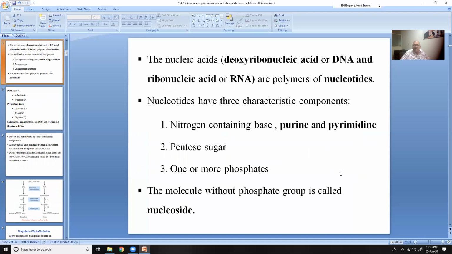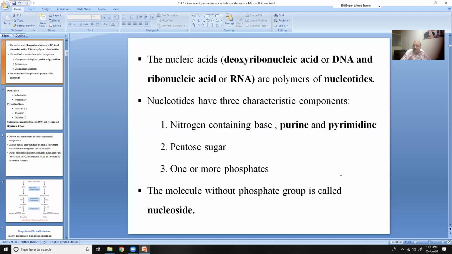Now let me start with the nucleic acids. You know there are two nucleic acids. One is DNA, deoxyribonucleic acid, and the other is RNA. First of all, we will be taking DNA. The nucleic acids, deoxyribonucleic acid (DNA) and ribonucleic acid (RNA), are polymers of nucleotides. They are made up of nucleotides.